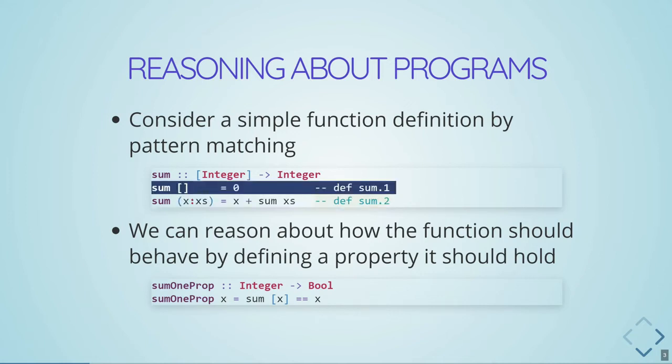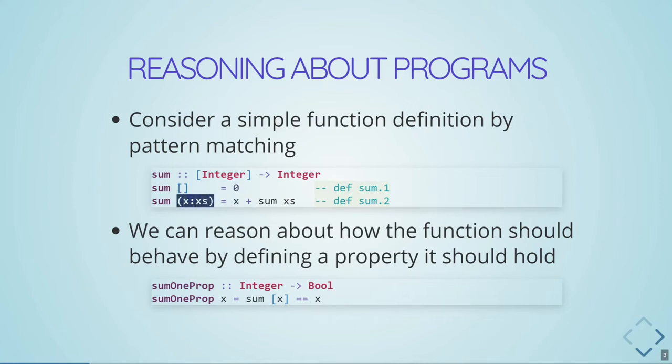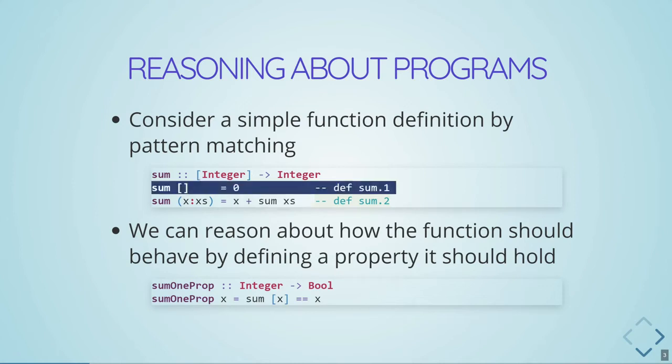The way we could look at this is we could get 2 equational definitions out of this. We could say whenever sum has an empty list, it's equal to this. Whenever sum pattern matches to x colon xs, it's equal to this. We have 2 equations to work with. We'll call them definitions, and we'll give them names. This will be sum.1 and this will be sum.2.